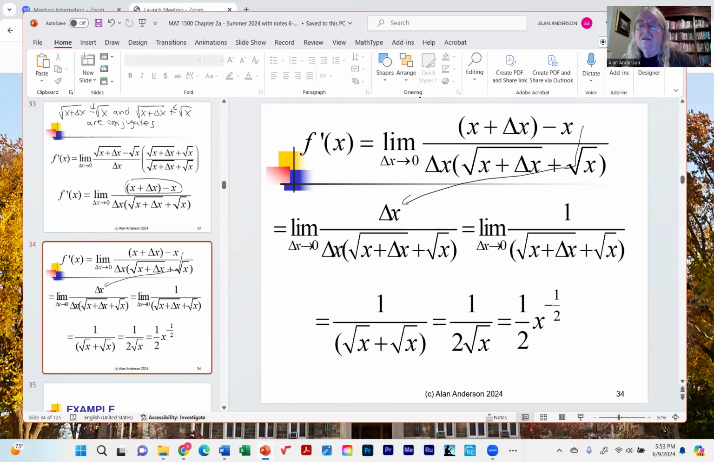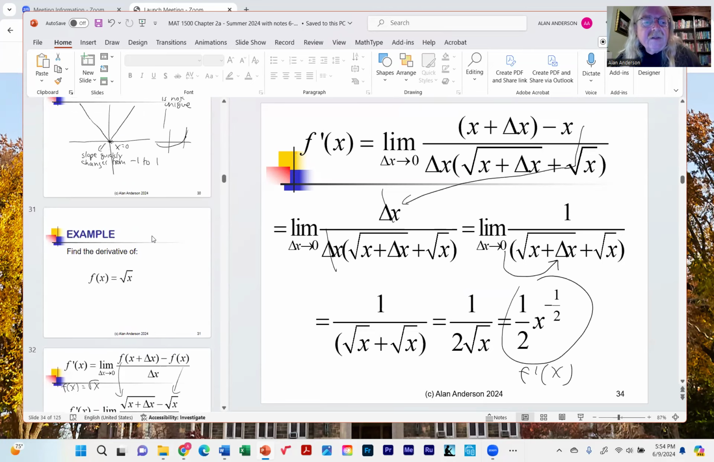Now, guess what? This turned out to be a good move because these cancel each other out. And so we end up with 1 over radical x plus delta x plus radical x. And now when I plug in a 0 here, I end up with 1 over radical x plus radical x, or 1 over 2 radical x, which I can then rewrite if I want to as 1/2 x to the minus 1/2 power. And this is what we mean by f prime of x. And then I can use that to calculate the derivative at a single point, knowing that I have the formula for the derivative of the entire function.